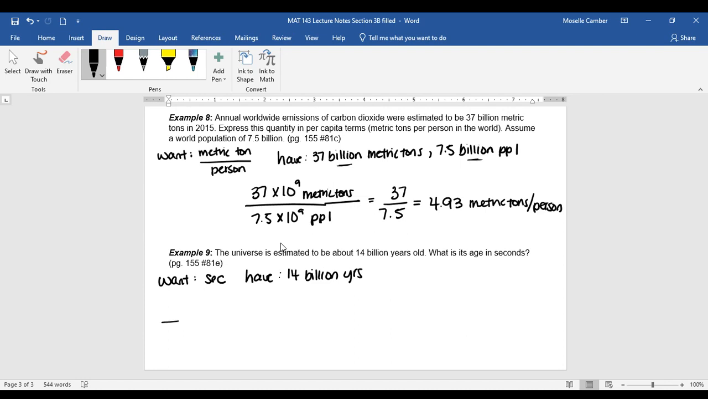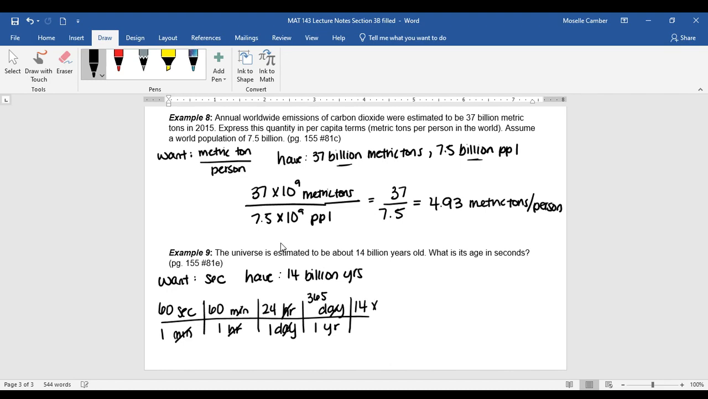Okay, so we want seconds, which means in my analysis, we want to start with seconds. I want to get bigger to years, so I know that there are 60 seconds in 1 minute. And now I need to cancel out minutes, so I know there are 60 minutes in 1 hour. So minutes are canceled, but now I've got to get rid of hours. Well, I know there's 24 hours in 1 day. Hours cancel, and I still need to get bigger to years. So to cancel out days, I know there's 365 days in 1 year. And to cancel out the year, I put my 14 billion.